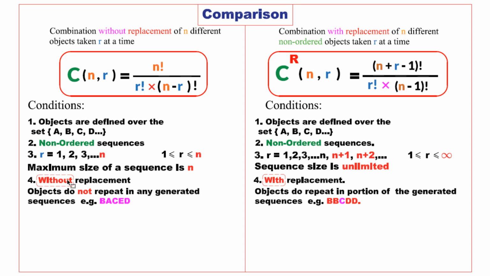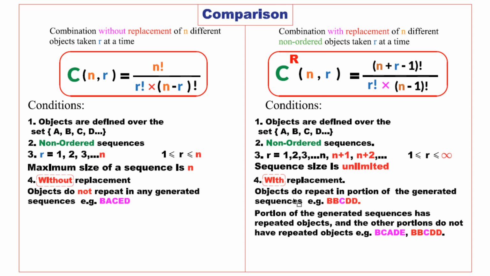So what does that mean? If we have the case of no replacement, it means that objects do not repeat in any generated sequence. So if we have a sequence such as B, A, C, E, D, we notice that no letter repeats more than once. However, in the case of combination with replacement, objects do repeat in a portion of the generated sequences. So we may have a sequence such as BB, C, and DD, and we notice that B is repeated twice and D is repeated also twice.